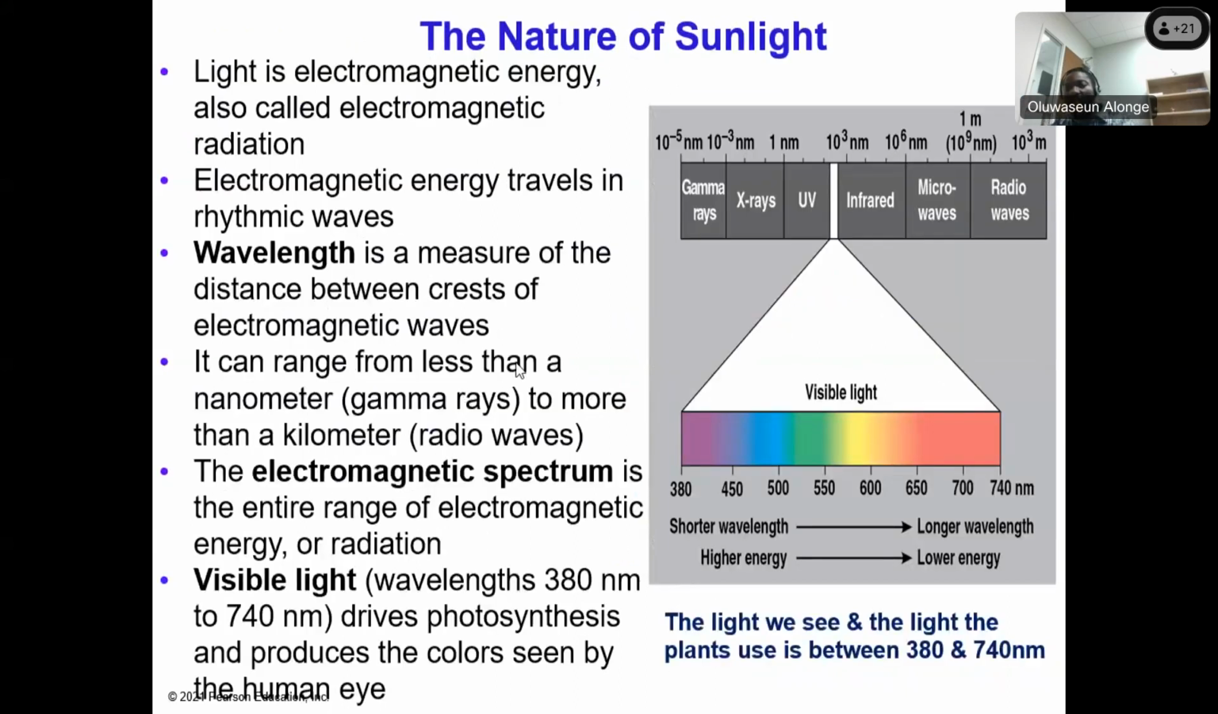It can range from less than a nanometer, gamma, to more than a kilometer. The electromagnetic spectrum is the entire range of electromagnetic energy or radiation. Now, what we call visible light is a color that is reflected. All of these colors are usually present in anything that has color. It's just that the one reflected is what we see. The ones absorbed are not seen.